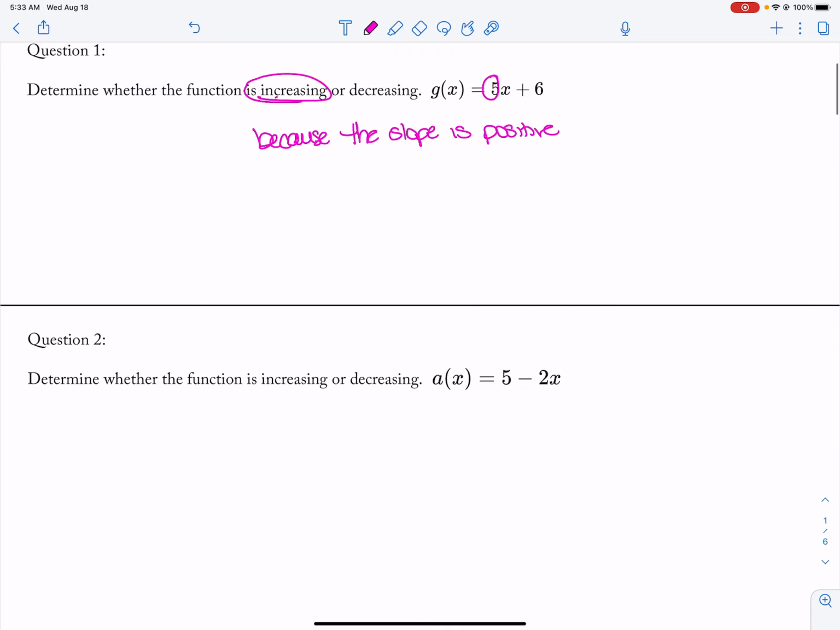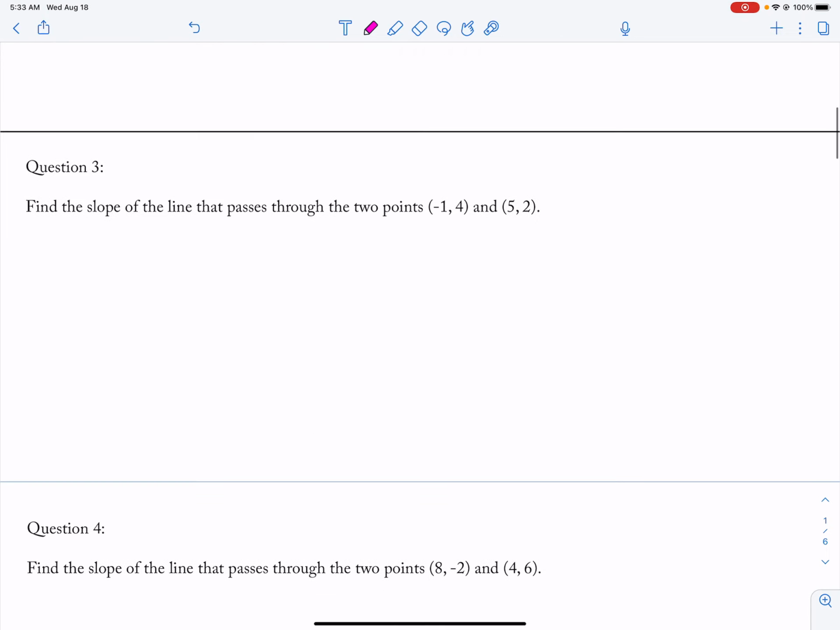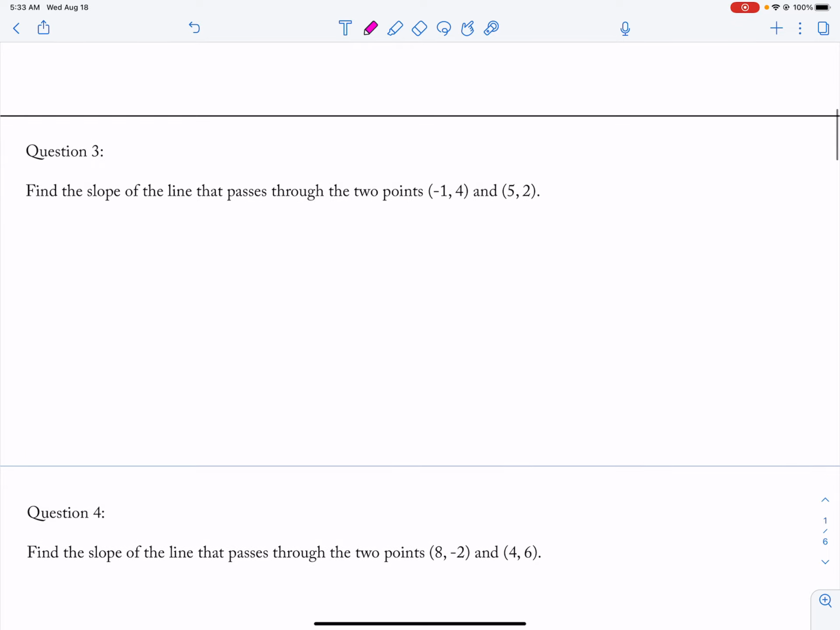I'm going to do all the odd numbered questions, and then I'll leave the even ones for you to do. Find the slope that passes between these 2 points. So I'm going to find the slope: 2 minus 4, divided by 5 minus a negative 1. Then I get negative 2 over 6, which is negative 1/3.